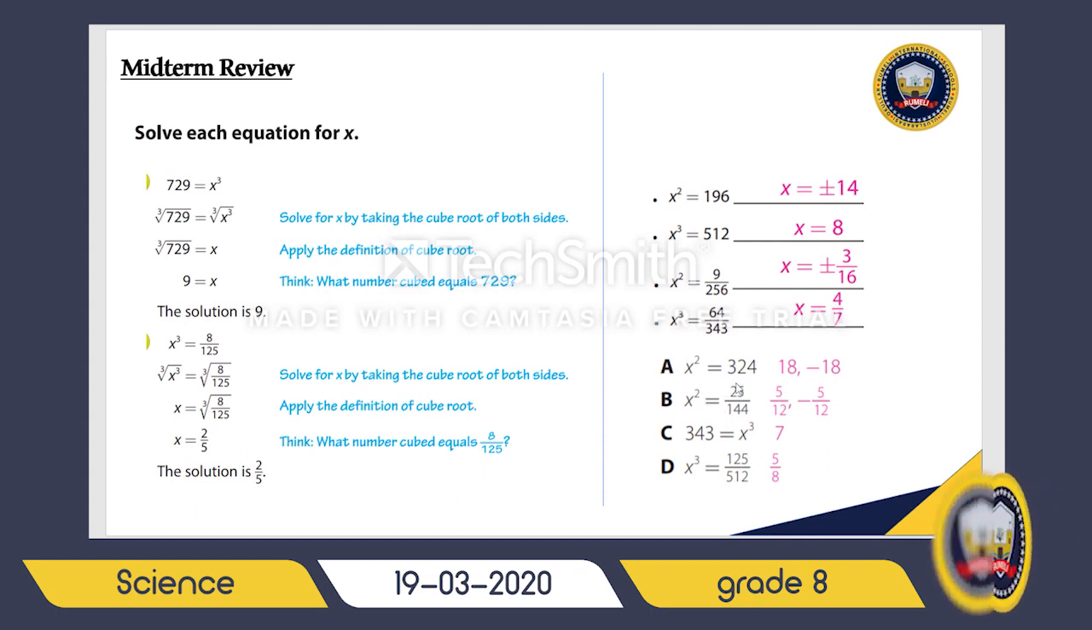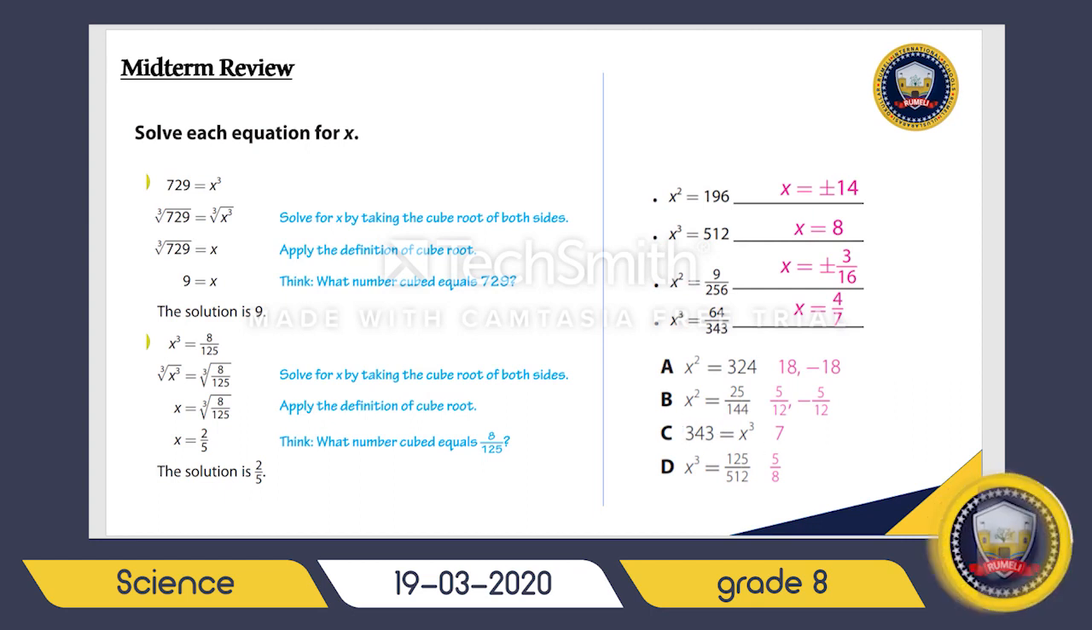x squared equals 25 divided by 144. Okay, take the square root of both sides. x equals the square root of 25, which is 5, over the square root of 144, which is 12. Now this is the principal root. We have the other root, which is negative, minus 5 over 12. Now, x cubed equals 343. Okay, from the list, you know that the cube root of x equals the cube root of 343, which is 7.